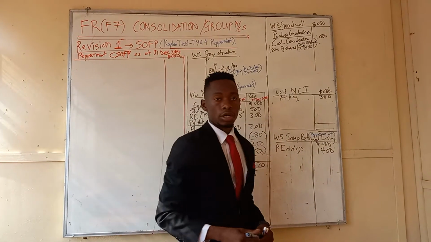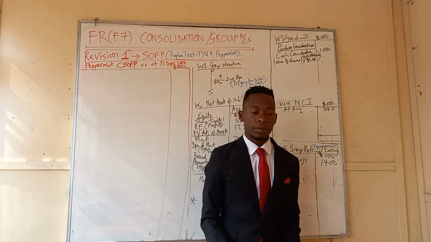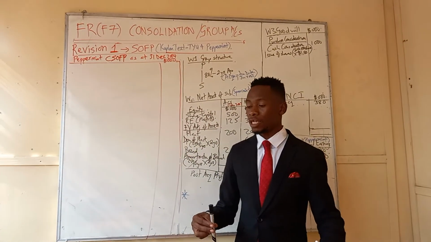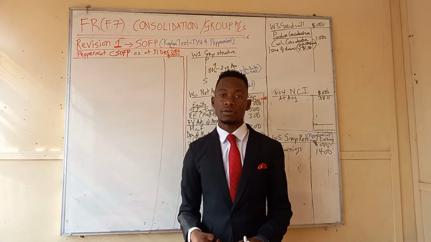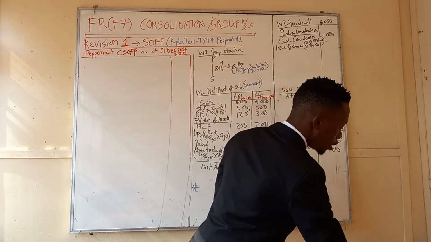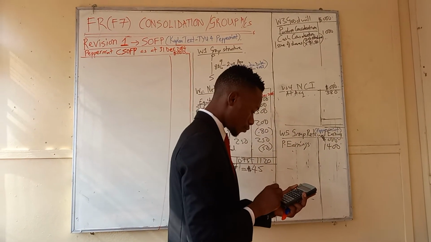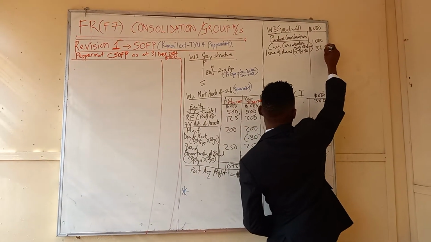So don't forget that there is an increase in share premium, because the nominal value is lower, then they issued at $80. So there is a share premium. We are going to account for that in the financial position. Right, so 200,000 multiplied by $80. If you multiply, you get 360.